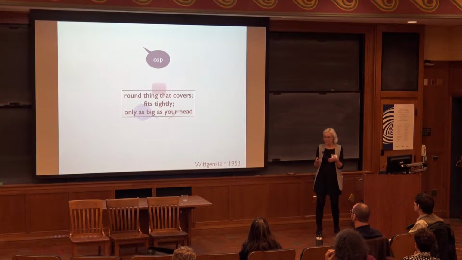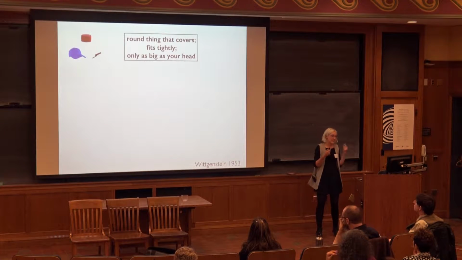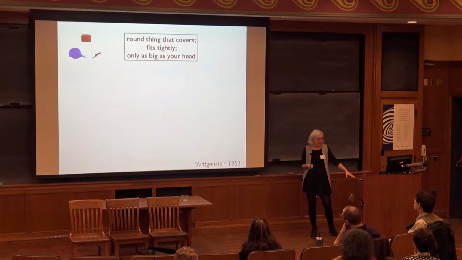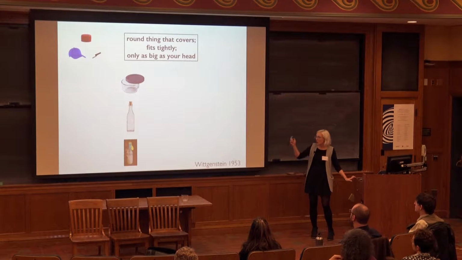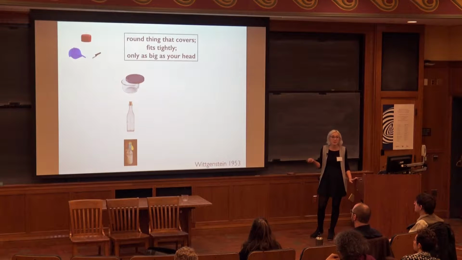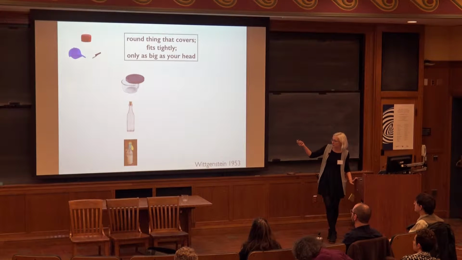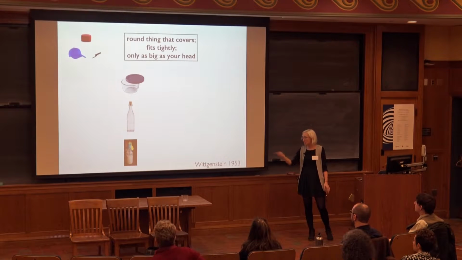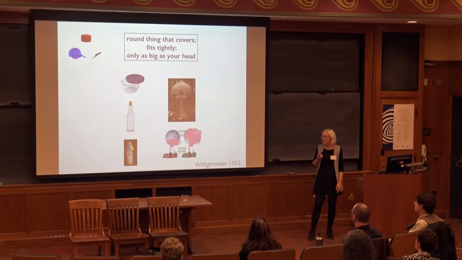So let me show you what I mean by that. So let's say that the meaning is a round thing that covers, that fits tightly, and that it's only as big as your head. That would predict that all three of these things would be called caps, and they're not. So that's called a lid, that's a cork, and that's something else, but I would be really surprised if I heard anyone call that a cap. That's sort of the first thing I think of.